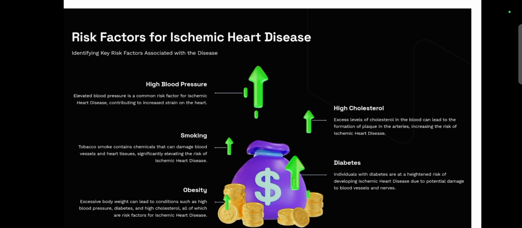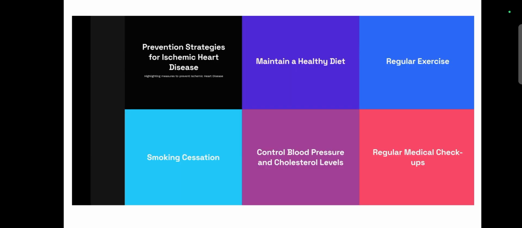So, there are several different factors which lead to ischemic heart disease, that is high blood pressure, high cholesterol content in the food, diabetes, obesity, smoking. These are all the risk factors which develop ischemic heart disease. So we have to eliminate these factors. Then what are the strategies? What are the strategies for ischemic heart disease?